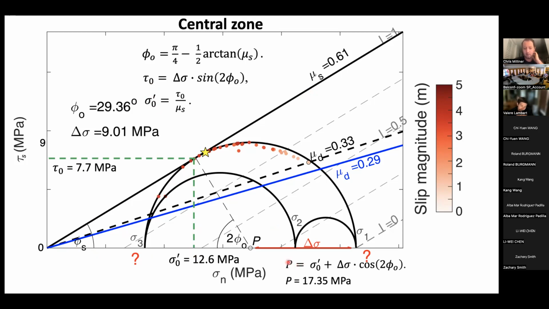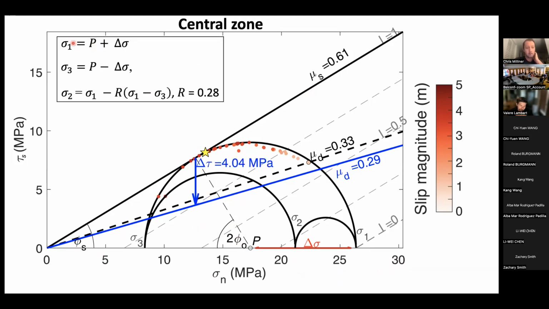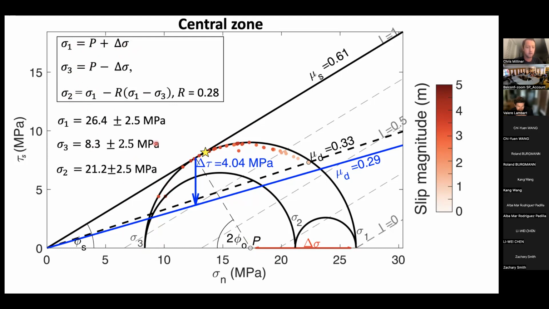We can calculate the confining pressure. It's a function of the initial normal stress, the radius, and 2 phi naught. Geometrically, think about this as just this right angle triangle here. It's about 17 megapascals. We can then calculate the absolute stresses, the principal stresses, because we now know where this Mohr circle is. It must be tangent to this failure line. And so we calculate sigma 1 with P plus delta sigma, and the same for sigma 3 and sigma 2. So this gives us the absolute stress values for each of these principal stresses. And these are the values we come up with, about 20 megapascals for sigma 1 and 2.